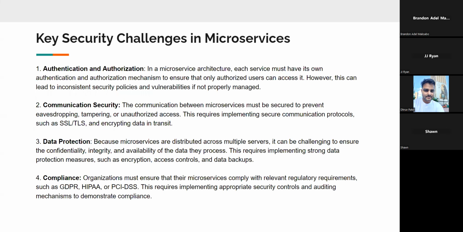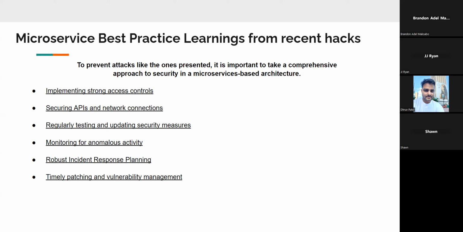Next is securing APIs and network connections. Sean, can you go back to the previous slide, please? Yep, securing APIs and network connections. Because microservices rely heavily on APIs and network connections, it is important to ensure that these connections are properly secured. This can include using encryption to protect data in transit and implementing strong authentication mechanisms for API endpoints.